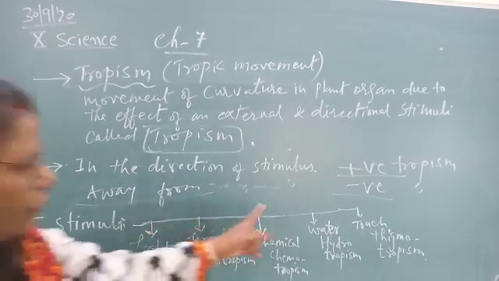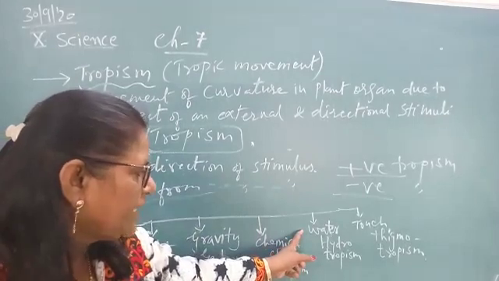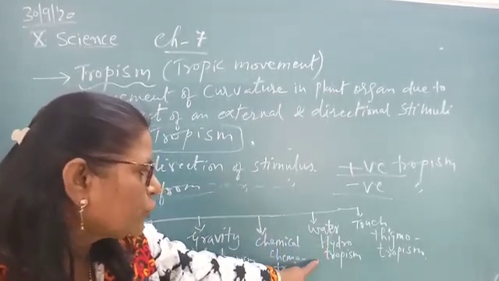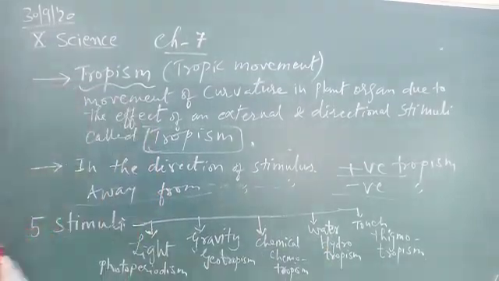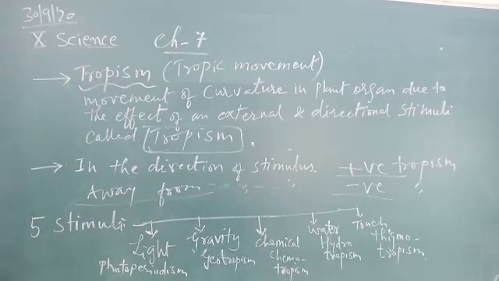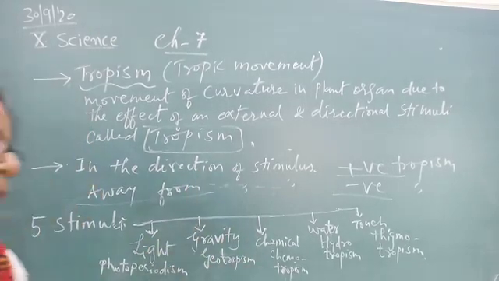Then the next one, the fourth type, is the stimulus water, and that type of tropism is called hydrotropism. Hydro means water, so it is the tropism due to water. The movement of a plant part in response to water is known as hydrotropism. The roots of plants always grow towards the water. So roots show positive tropism.